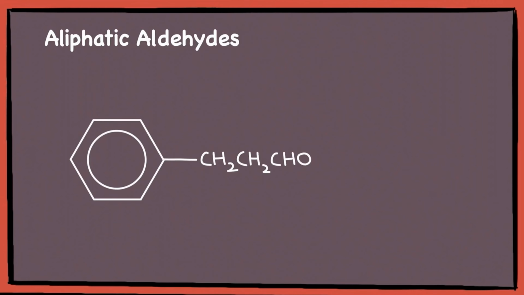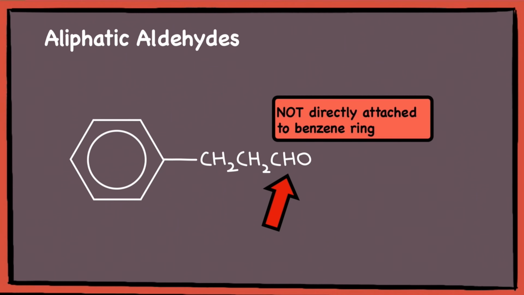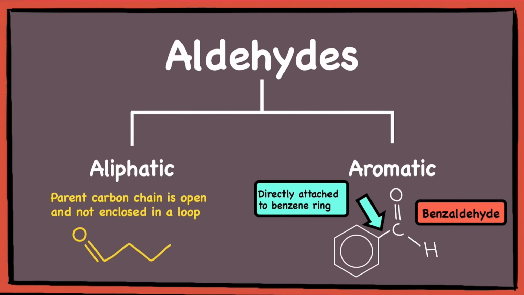Last one before we move on to aromatic aldehydes, let's take a look at this organic compound. You may be wondering, isn't this an aromatic aldehyde? Well, actually it isn't, because the CHO functional group is not directly attached to the benzene ring. Remember that aromatic aldehydes or benzaldehydes occur only when the aldehyde functional group is attached directly to the benzene ring.